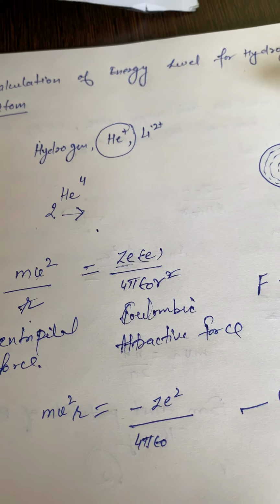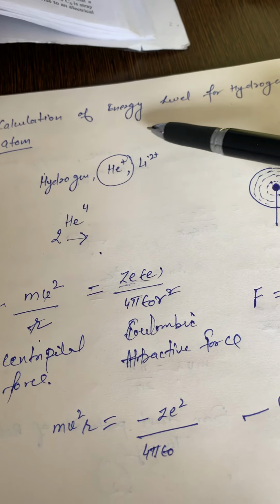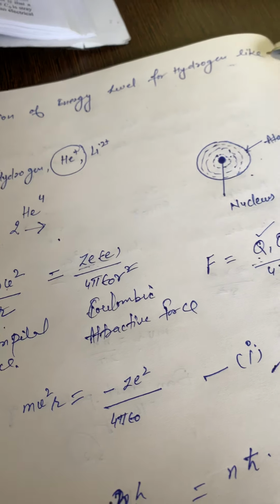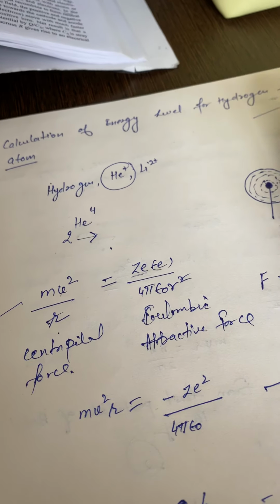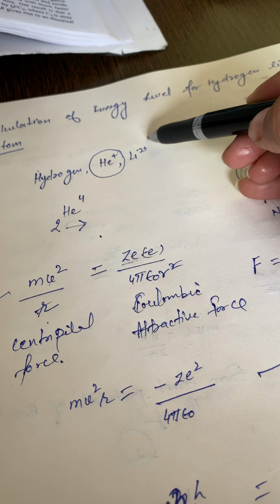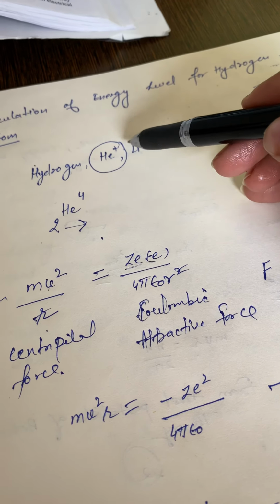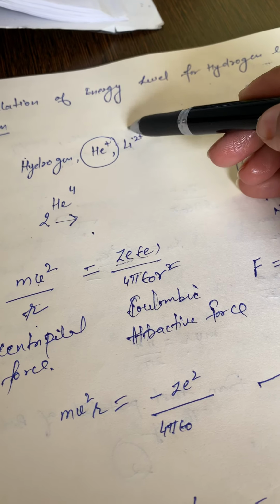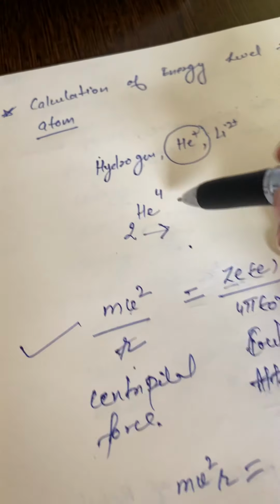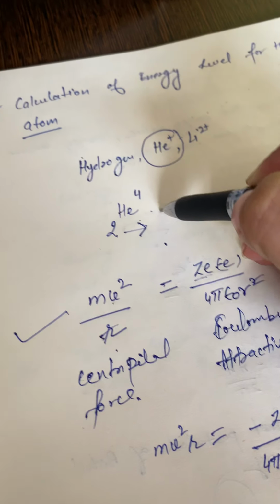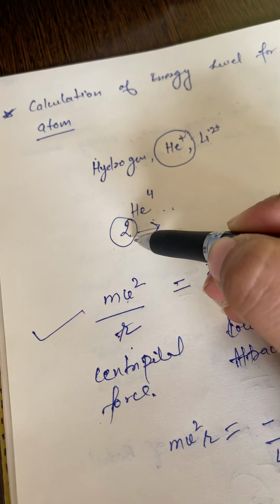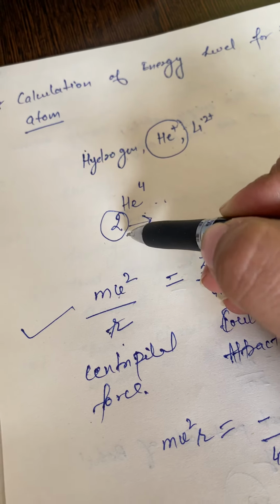After the Bohr quantization rule, we have the calculation of energy for a hydrogen-like atom. Hydrogen-like atoms are those atoms which have a single electron. If we have helium plus, that is singly ionized, it means if we ionize this helium atom, it will give out one electron out of two electrons, and this is the proton number, or we can say these are the electron number.